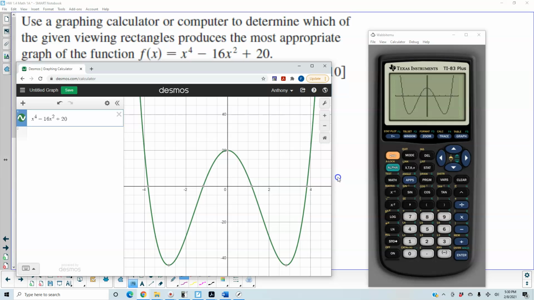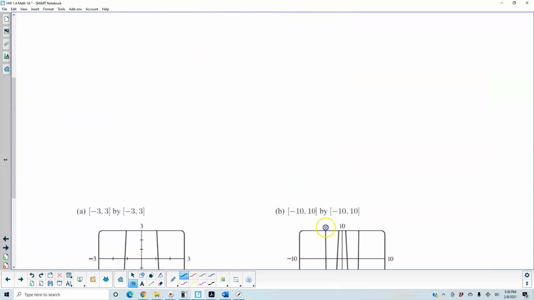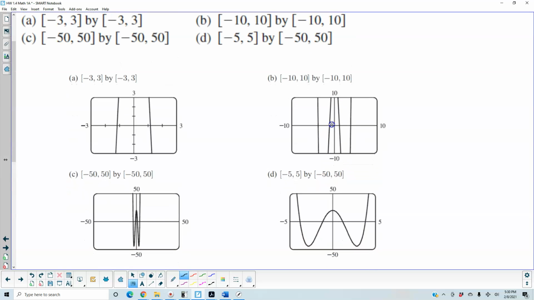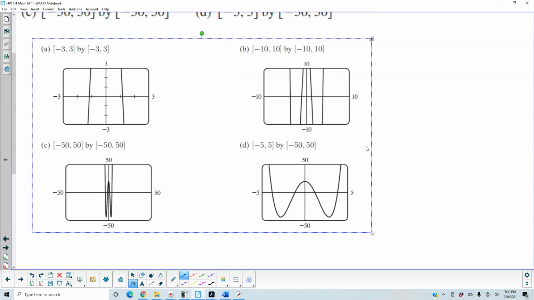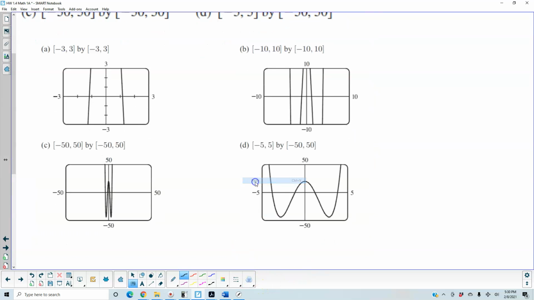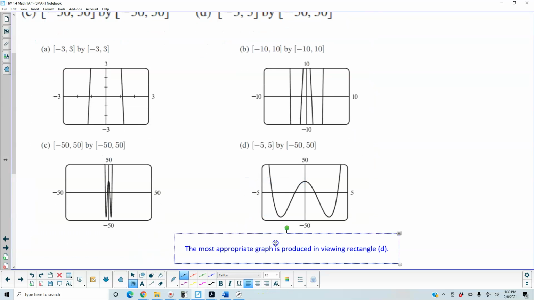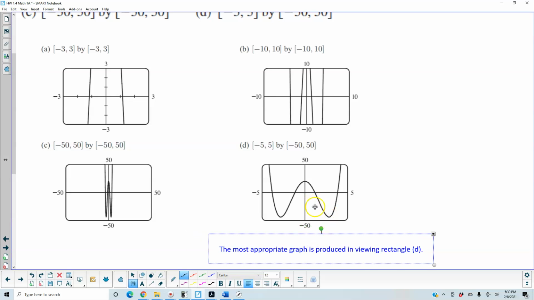So again, we want to figure out which viewing rectangle is going to produce the most appropriate graph of the function. So here is the list of the graphs. Okay, so if we look at all four of them, then we could possibly say that the most appropriate graph produced is viewing rectangle D, because we can see the entire picture here.